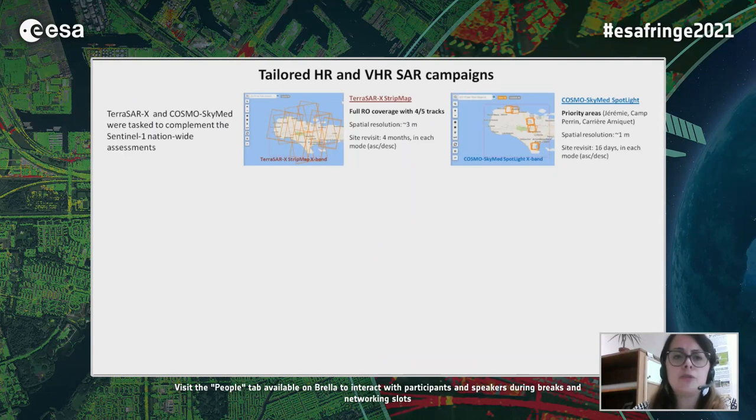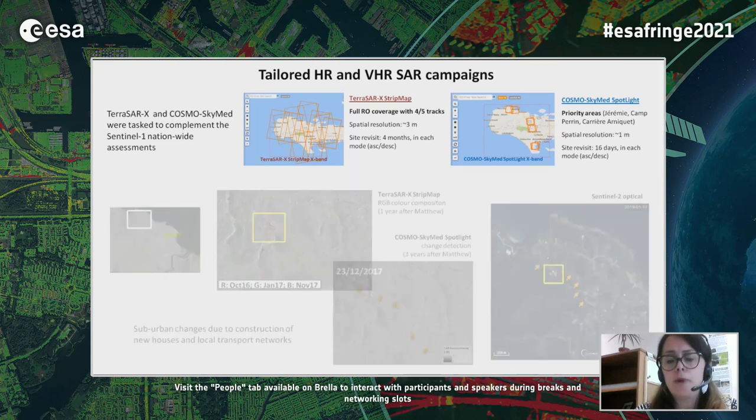So in addition to the regional view that we gather by using JEP and Sentinel-1 data, together with the German and Italian Space Agency we tasked tailored campaigns at very high resolution for the whole project area. The TerraSAR-X data were tasked in stripmap mode, so a 3 meter ground resolution to cover the whole area, and COSMO-SkyMed data were tasked at 1 meter resolution through the spotlight mode.